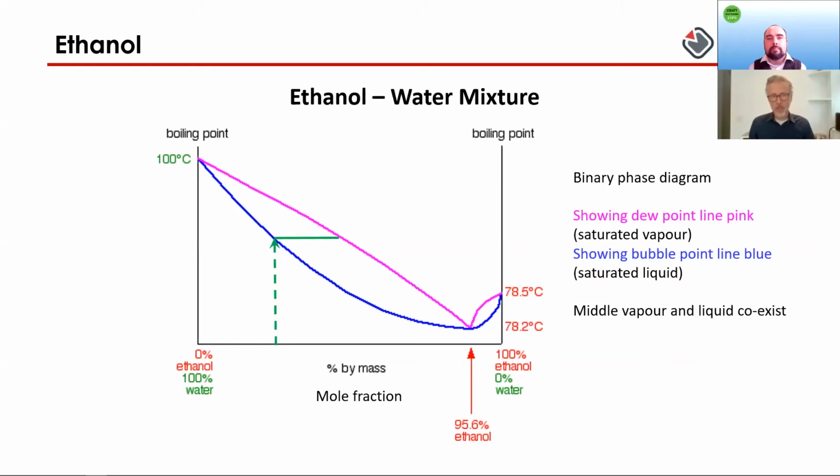What we do with this vapor is condense it, evaporate it again, and condense it again, and again and again, until we finally end up at the azeotrope where we can't go any further. And this is where we end up with the 96.4% mixture.